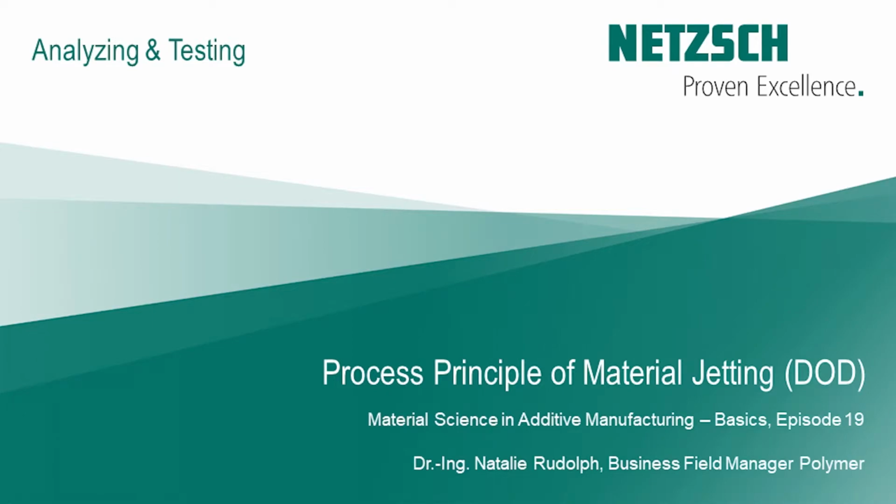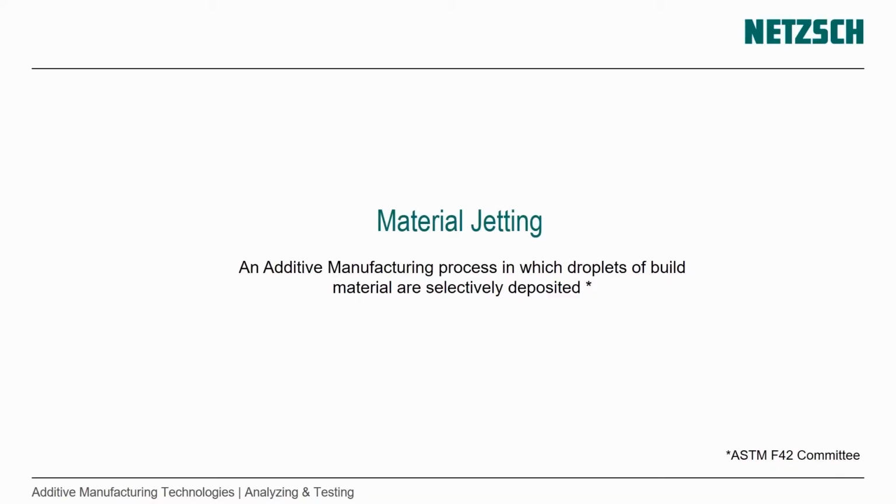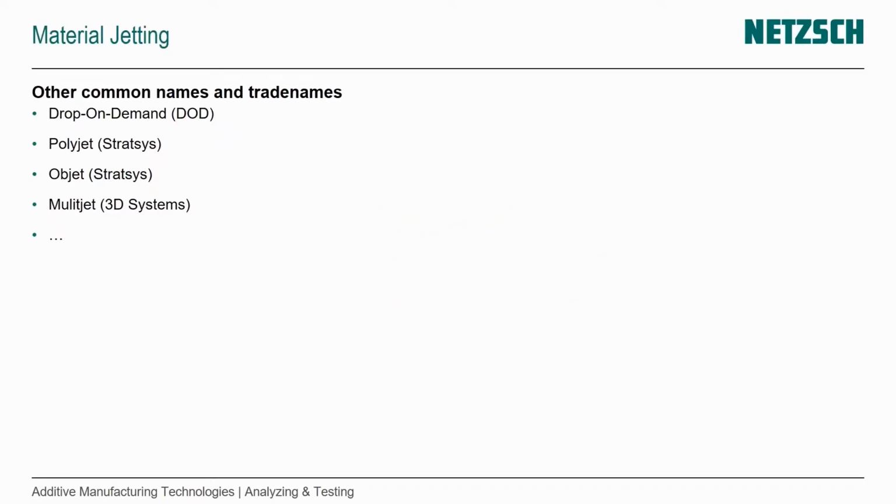In this episode, I'm going to talk about the process principle of material jetting. Material jetting is another process that's interesting because we're coming back to the same materials, UV curable resin, but deposited in a different way. So material jetting is defined as an additive manufacturing process in which droplets of build material are selectively deposited. That's the closest to a 2D inkjet that we know.